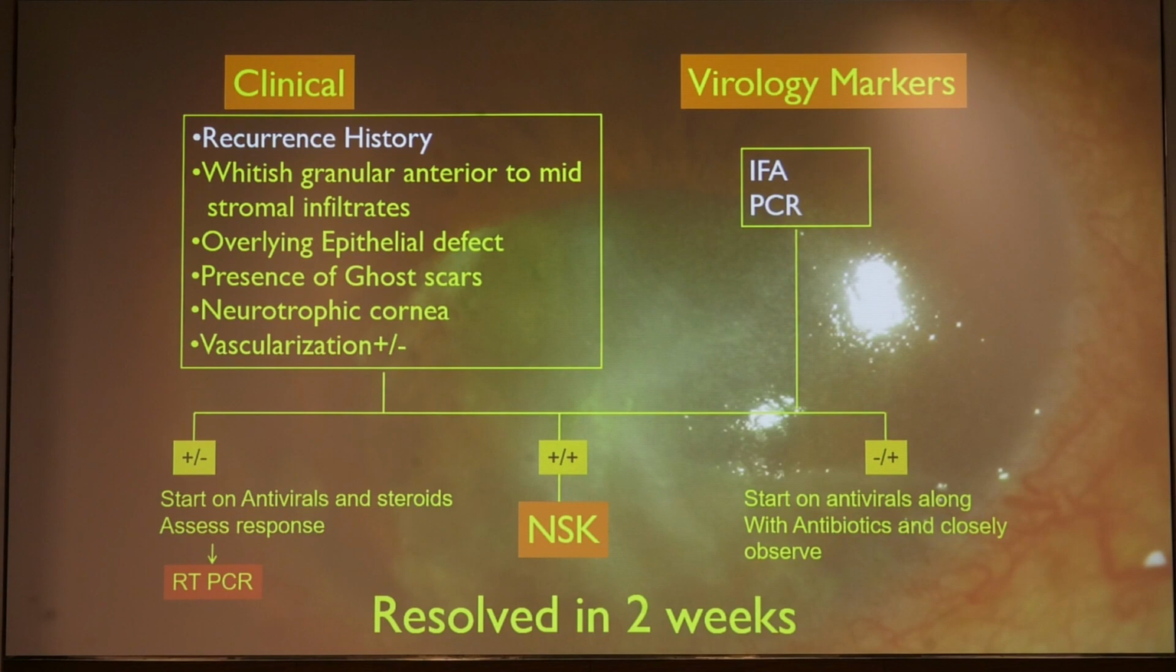This is how it is managed as NSK, or necrotizing stromal keratitis: a history of recurrence, wide granular anterior to mid stromal infiltrates, overlying epithelial defect, presence of ghost scars, neurotrophic cornea, vascularization. Other microbiological workup is negative. Try to confirm it with IFA and PCR. Even if that is not possible, try an oral dose of acyclovir, assess the response, and then add topical corticosteroids.